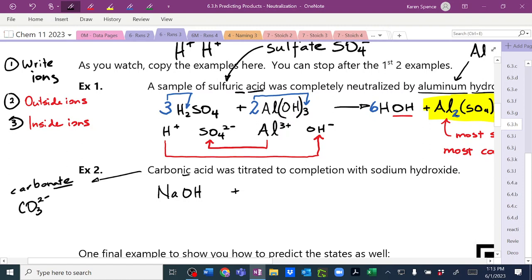How many H's do we need to go with our CO3 2-? We need 2, so it's going to be H2CO3. Now we write our ions because we're predicting the products just like we did for double replacement. We have Na, which is +1, OH, -1, H plus, +1, CO3. You can look that up on the pink sheet. It is 2-.